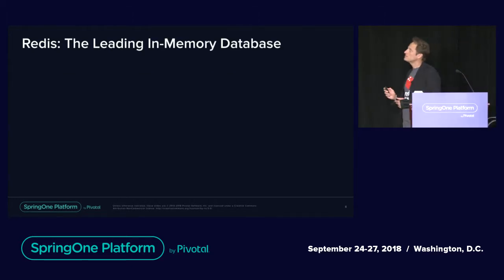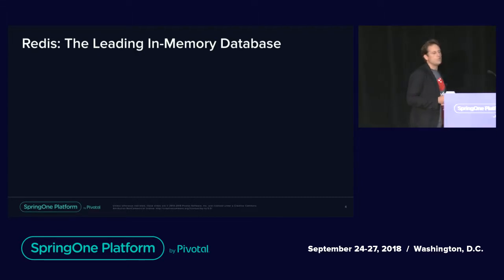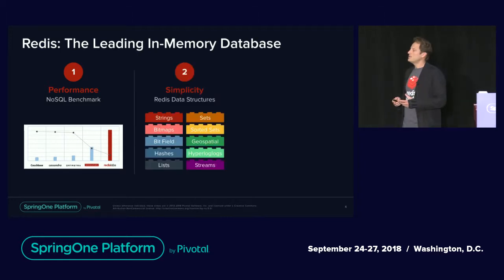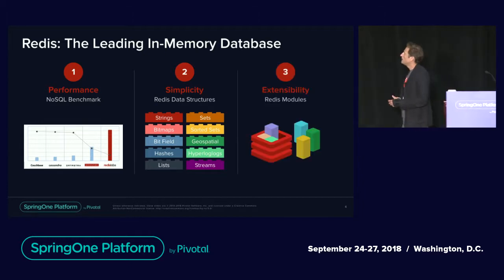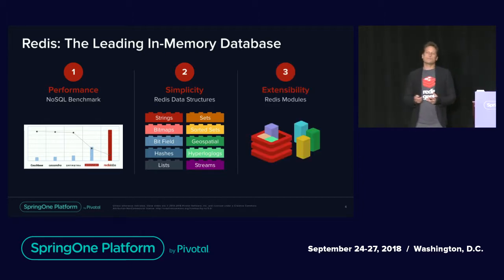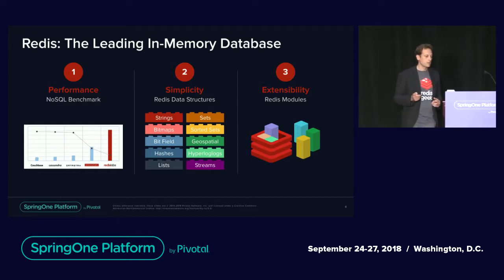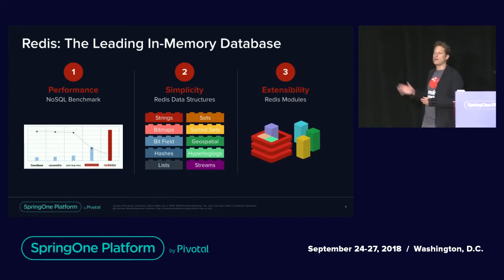What is Redis? Redis is the leading in-memory database. It has 3 unique characteristics. One is performance. The other is simplicity, with a wide array of data structures that you can use. And the third key characteristic of Redis is extensibility with Redis modules. Who in the room here is using or has used Redis? Okay, pretty much the majority.